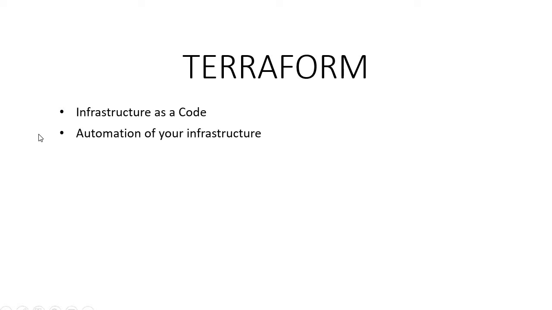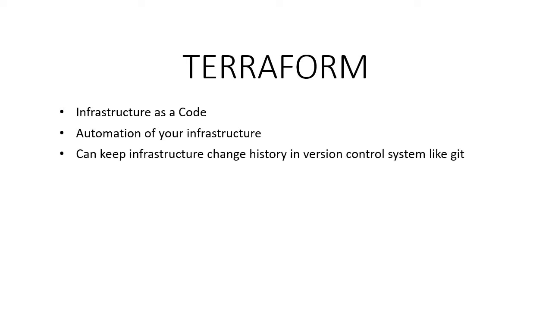Using infrastructure as code, you can automate your infrastructure, you can build your infrastructure, you can destroy your infrastructure as many times as you want. You can build your CI/CD pipeline using Terraform. You can also maintain your change history in a version control system like Git. Just like you maintain the versioning of your application, you can maintain the version history of your infrastructure in Git. Now you can make your infrastructure, your IT system, auditable.